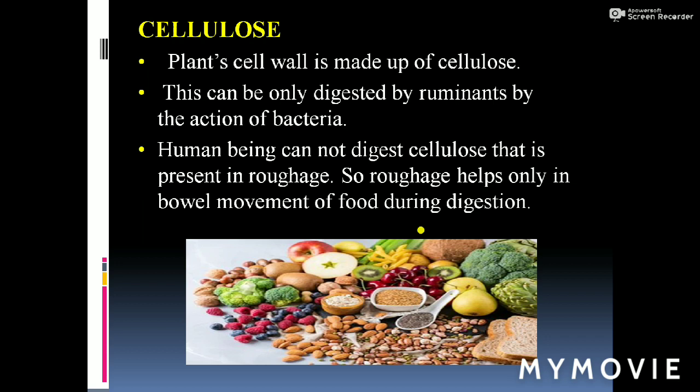First is the rumen, and the second is at the last, the joint of the small intestine and large intestine, that is the cecum. Clear? So you see here, what is cellulose? The plant cell wall is made up of cellulose. This can only be digested by ruminants by the action of bacteria.